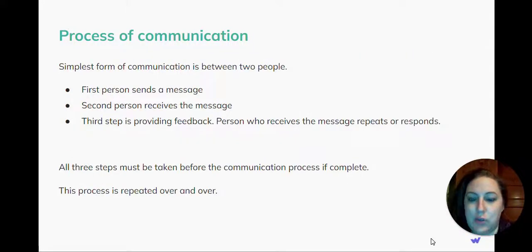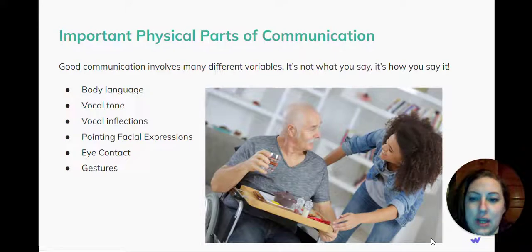The simplest form of communication is between two people. The first person sends a message, the second person receives the message, and the third step is providing feedback. People who receive the message must either repeat or respond. All three steps need to be taken before the communication process is complete, and this process is repeated over and over. Good communication involves many different variables.